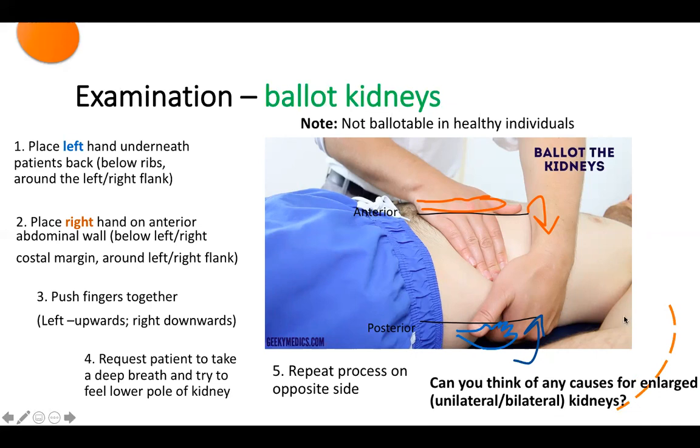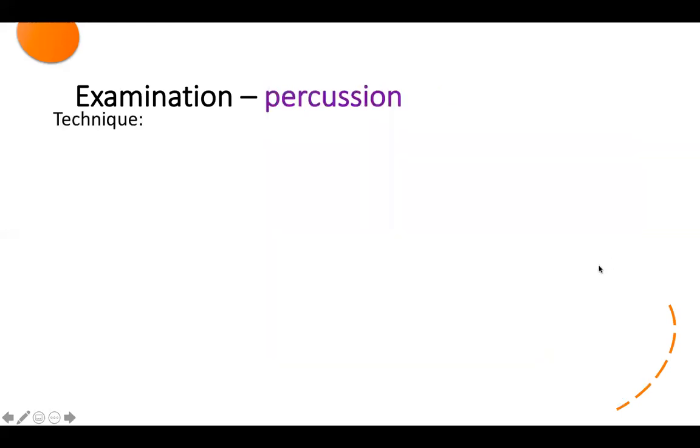Can you guys think of any bilateral causes of the kidneys being enlarged? Yeah, so good. So polycystic kidney disease, amyloidosis, those are causes for kidneys to be enlarged on both sides. If it's one side, it might be a tumor, and that's something you might have on your differentials. But yeah, so now once you have the feel of the kidneys, that concludes the palpation section, and then you move on to percussion.